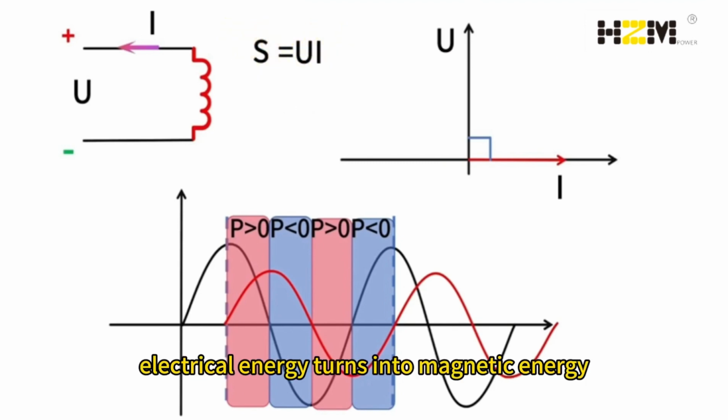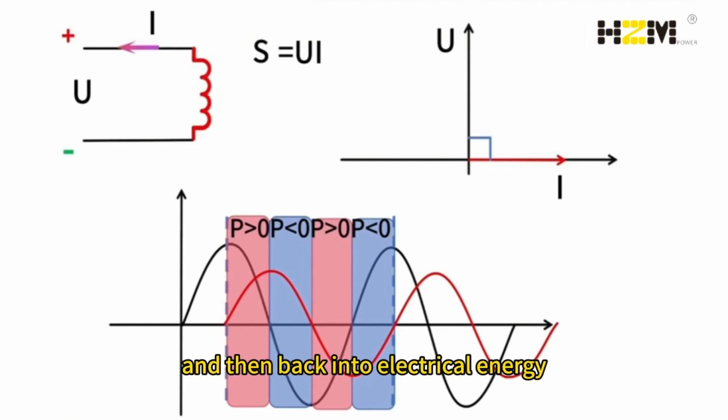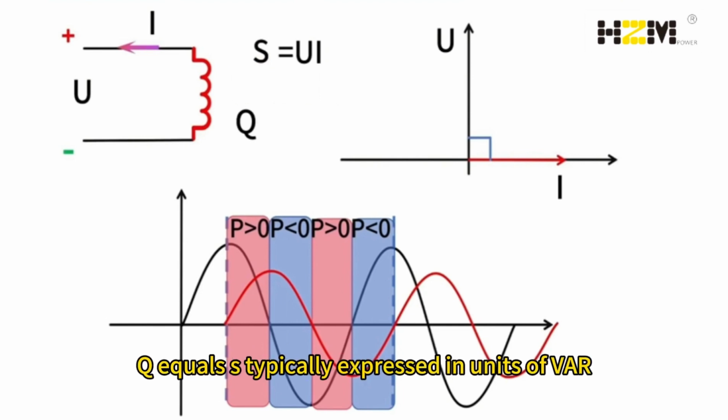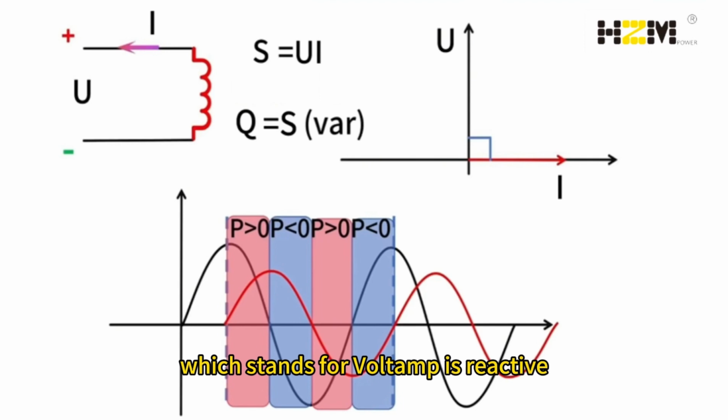For an inductor, electrical energy turns into magnetic energy, and then back into electrical energy. It consumes no energy at all, but is purely reactive power. Reactive power is represented by Q. In regard to inductors, Q equals S, typically expressed in units of VAR, which stands for volt-amperes reactive.